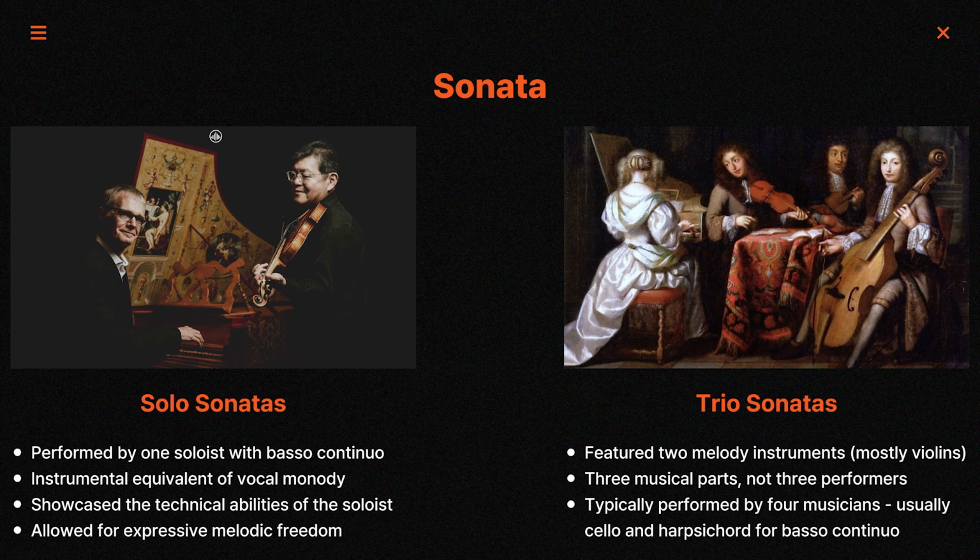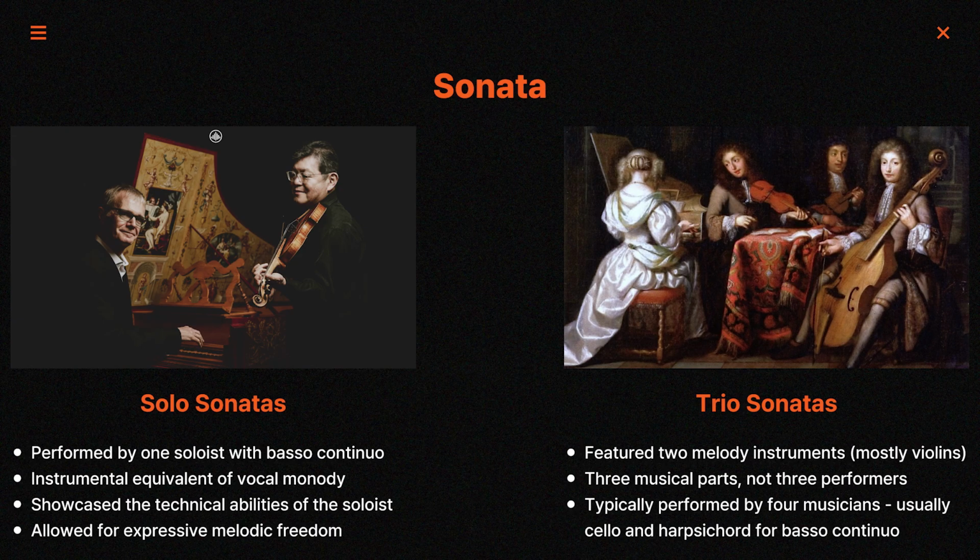A typical Baroque sonata usually had one or two high-pitched melody instruments, mostly violins, and a basso continuo. If there was only one melody instrument, it was called a solo sonata, and if there were two, it was called a trio sonata. But a trio sonata was not actually played by three people. The word trio meant that the music had three parts.